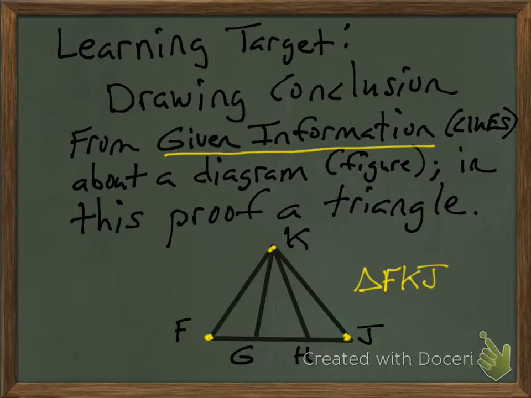Hi, this is Mr. Cerise, and this learning target is from geometry, drawing conclusions from given information about a diagram. In this proof, a triangle is given to us, and this triangle is called FKJ, and it has some line segments that are drawn from K to the opposite side, which is FJ.